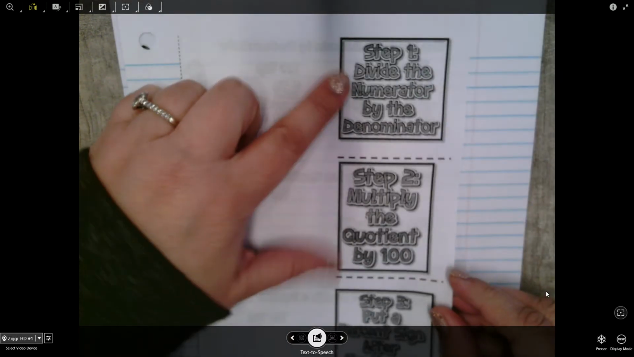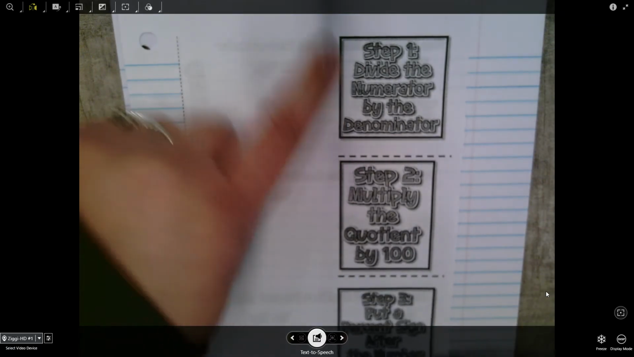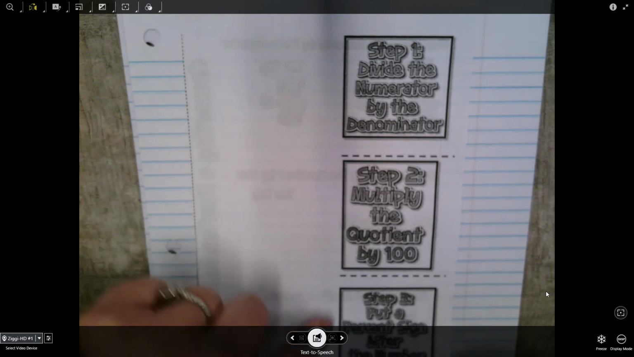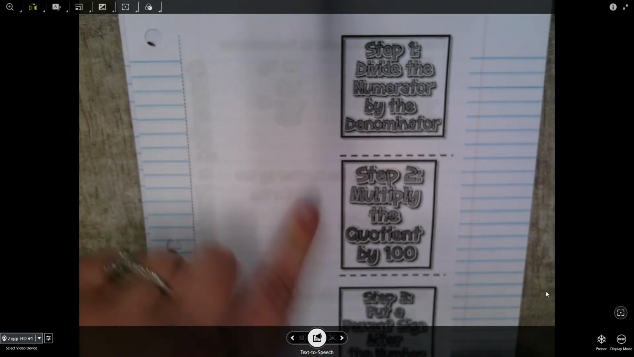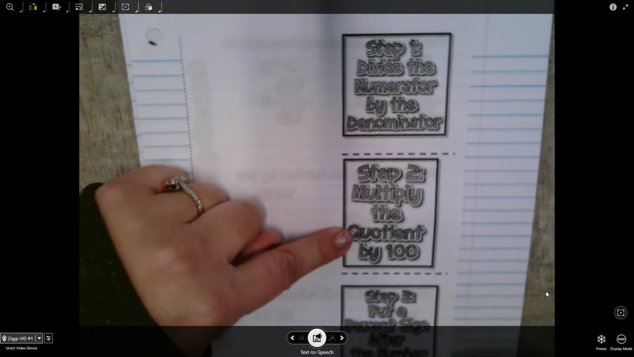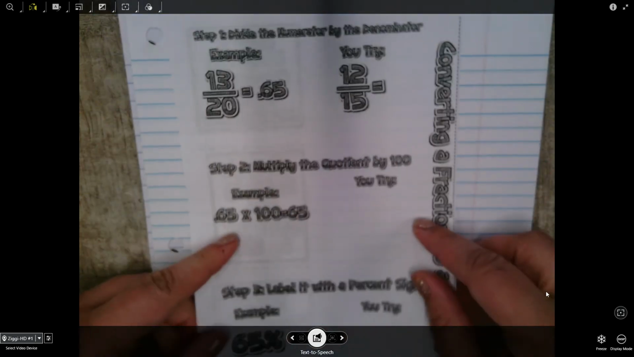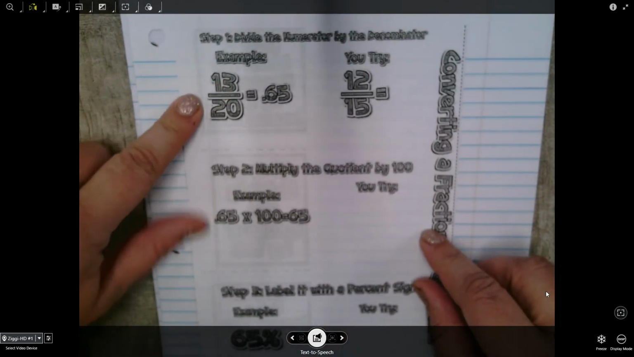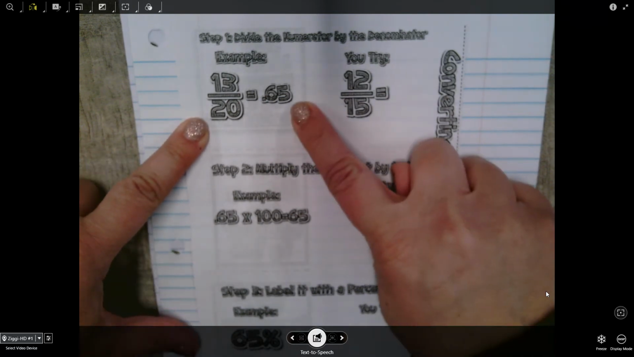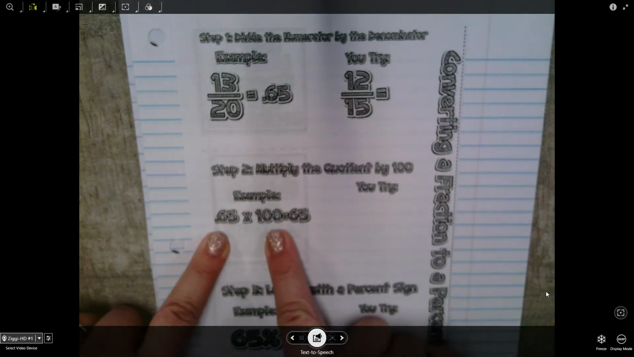So you have your steps. Step one, divide the numerator by the denominator. So we are turning a fraction into a percent is our goal. So it tells you your steps. Divide the numerator by the denominator, multiply your answer by 100, put a percent sign. So then you flip it over. They divided 13 divided by 20, and they got 0.65 or 65 hundredths. They multiplied by 100 and got 65. And then way down here, you can see that they did 65%.